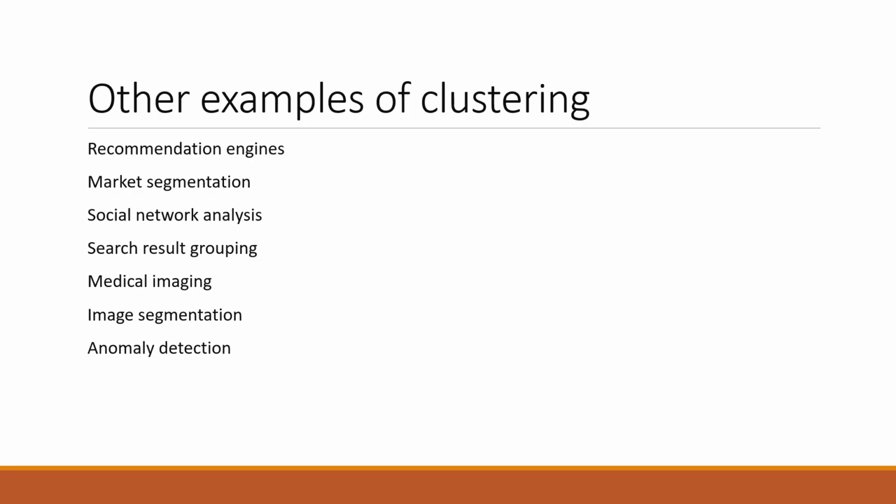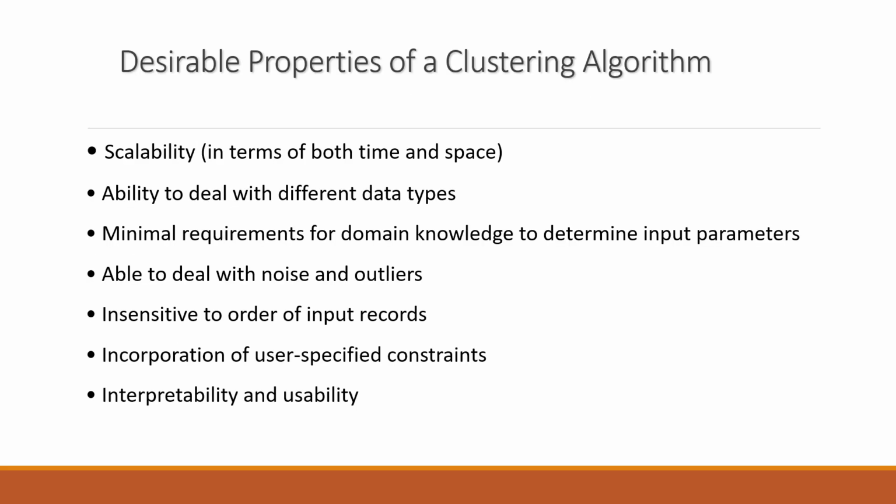Other examples of clustering are recommendation engines, market segmentation, social network analysis, search result grouping, medical imaging, image segmentation, and anomaly detection. Some desirable properties of a clustering algorithm are: first, it should have scalability in terms of both time and space. Second, ability to deal with different data types. Third, minimum requirements for domain knowledge to determine input parameters. Fourth, able to deal with noise and outliers. Fifth, insensitive to order of input records. Sixth, incorporation of user-specified constraints. Seventh, interpretability and usability.